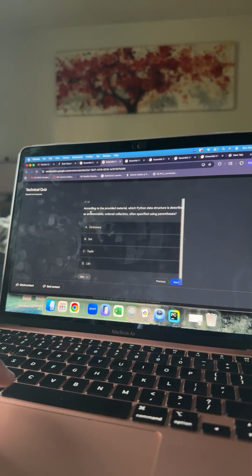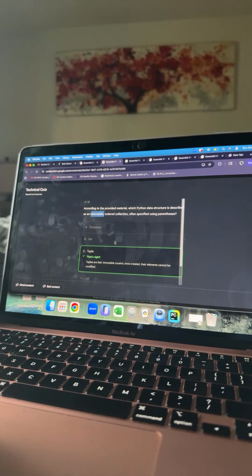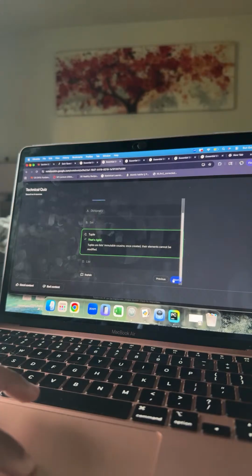That's pretty simple. According to the provided material, with which Python data structure is described as an immutable ordered collection, often specified using parentheses? So immutable. That's the telling part, right? Tuple. Only tuples are immutable.